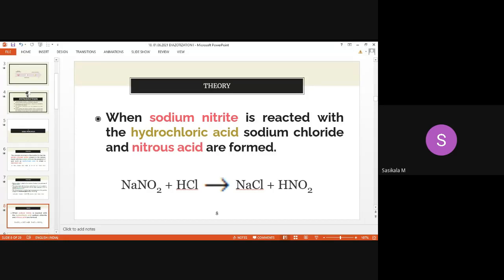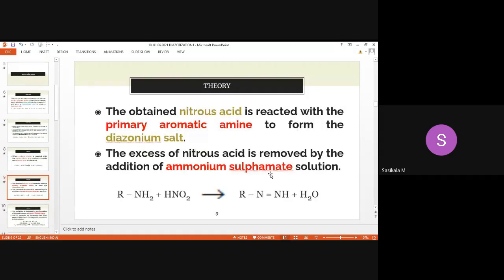Sodium nitrite, when it is added to hydrochloric acid at the temperature conditions of 0 to 5 degrees Celsius, will be converted to nitrous acid, sodium chloride and nitrous acid. This nitrous acid is highly reactive and it is next going to react with primary amine. So the obtained nitrous acid is reacted with the primary aromatic amine to form diazonium salt. The excess nitrous acid will be removed by the addition of ammonium sulfamate solution. What solution is added? Ammonium sulfamate. It will remove the excess amount of nitrous acid.